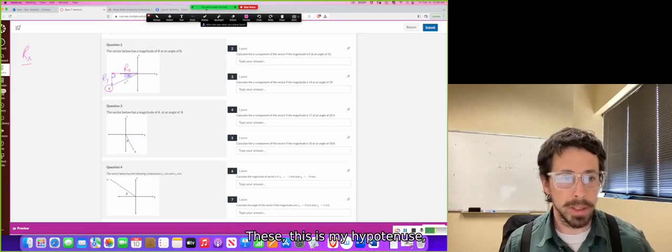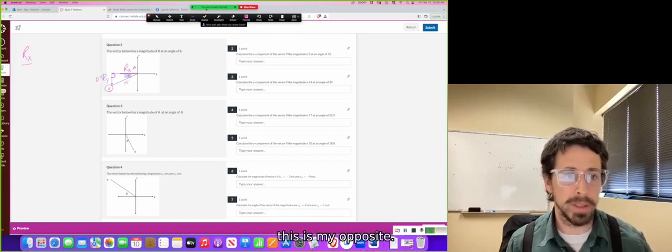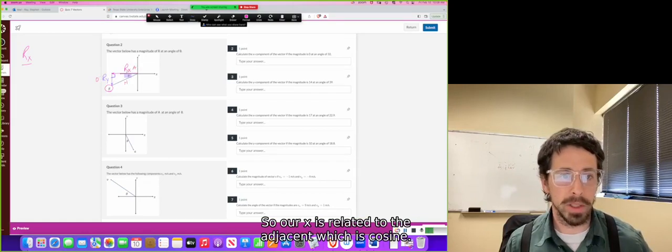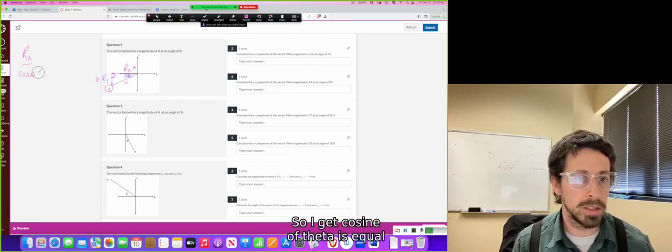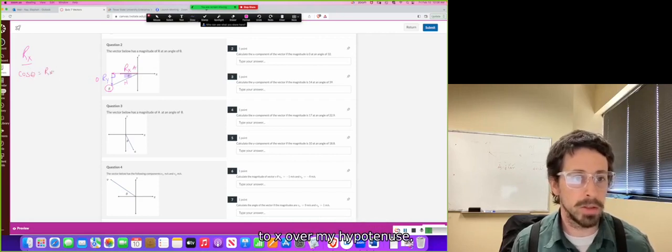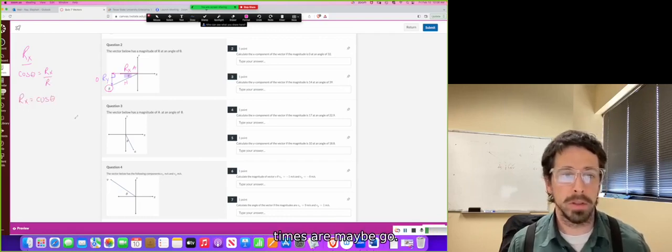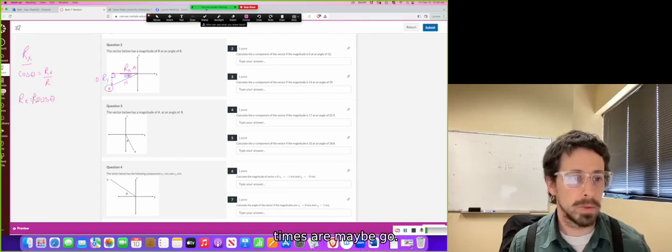So rx. Let's see, I'm going to label these. So this is my hypotenuse, this is my adjacent, this is my opposite. So Rx is related to the adjacent, which is cosine. So I get cosine of theta is equal to Rx over my hypotenuse, which is R. So if I solve for Rx, Rx is equal to cosine theta times R. There we go.